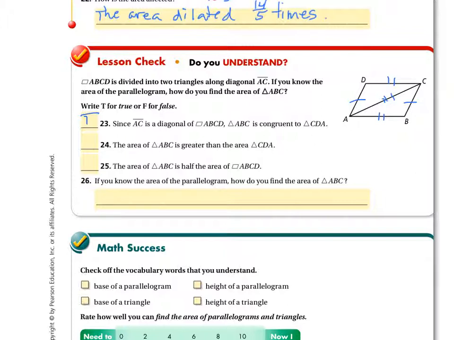The area of triangle ABC is greater than the area of triangle CDA. True or false? That's false because they're equal. The area of triangle ABC is half the area of the parallelogram. True or false? True. So if you know the area of the parallelogram, how do you find the area of the triangle? Take half the area of the parallelogram.